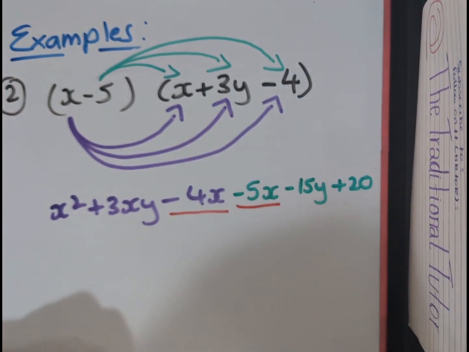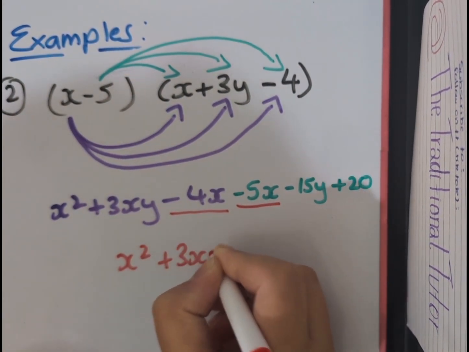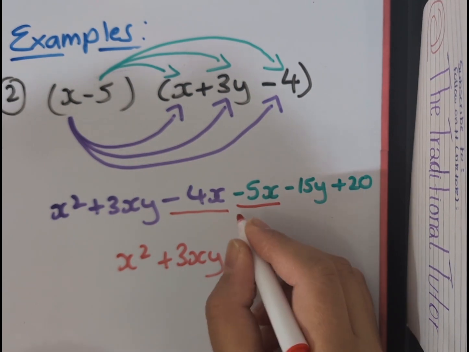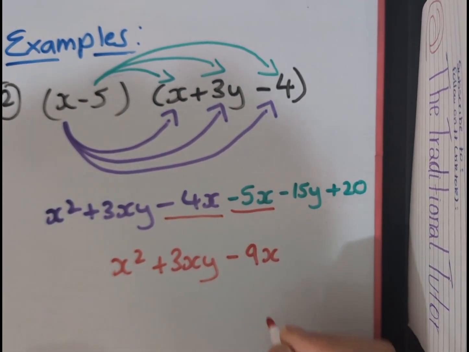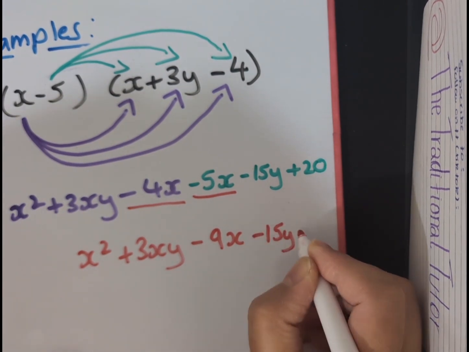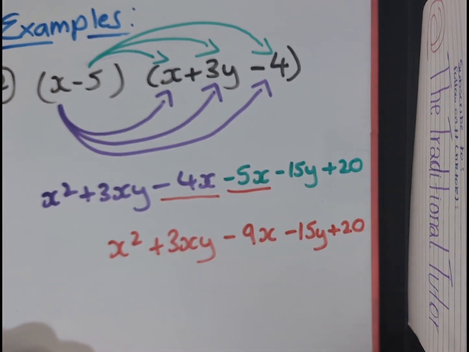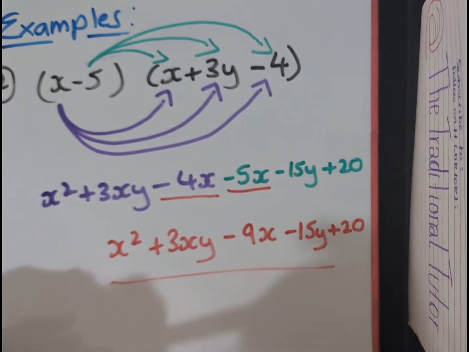So my final answer, therefore, will just be x squared plus 3xy minus 9x, because minus 4 minus 5, and then minus 15y, and then plus 20. Okay, so that's going to be my final answer.